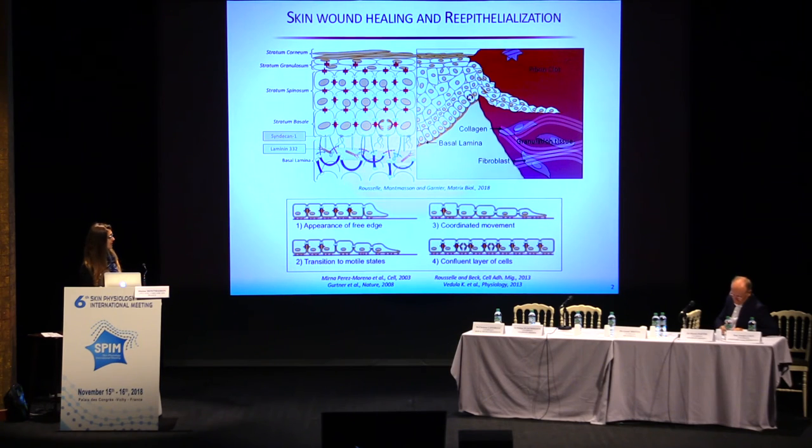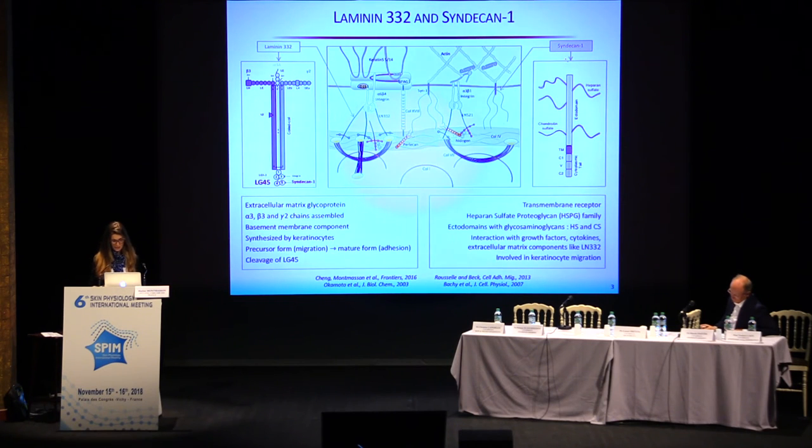These events are complex and depend on the production of growth factors, matrix metalloproteinases, or extracellular matrix proteins on which keratinocytes adhere and migrate. Laminin 332, which is the major adhesion protein of keratinocytes, was shown to be involved in regeneration. This extracellular matrix protein is composed of 3 chains, alpha-3, beta-3, and gamma-2, assembled in a triple helix. This basement membrane component is the first protein deposited by migrating keratinocytes as a precursor form.